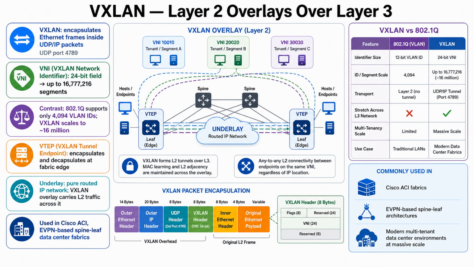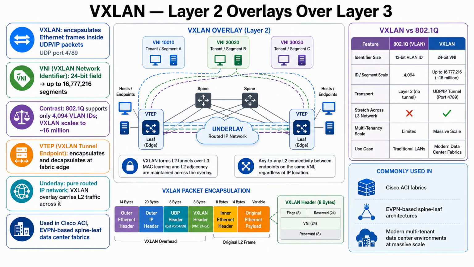Enter VXLAN, Virtual Extensible LAN. VXLAN solves the scale problem by taking an entire Ethernet frame, the complete original MAC header, payload, and FCS, and encapsulating it inside a UDP packet. That outer UDP packet uses destination port 4789, which IANA has assigned specifically to VXLAN. The UDP packet gets an outer IP header with standard routable IP addresses, and an outer Ethernet frame for the last hop link. This whole wrapped structure travels across a normal IP routed underlay network.